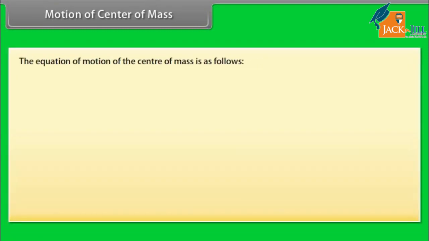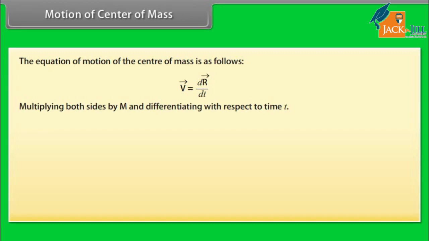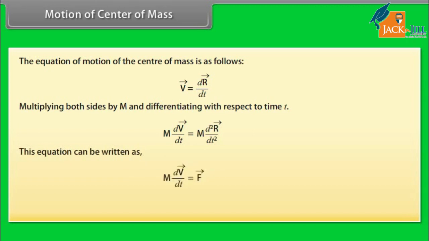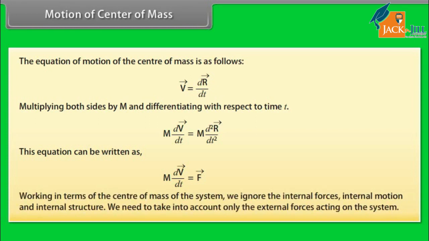Motion of center of mass. The equation of motion of the center of mass is as follows. v vector = dr vector/dt. Multiplying both sides by m and differentiating with respect to time t, we get m dv vector/dt = m d²r vector/dt². This equation can be written as m dv vector/dt = F vector, working in terms of the center of mass of the system. We ignore the internal forces, internal motion, and internal structure. We need to take into account only the external forces acting on the system.